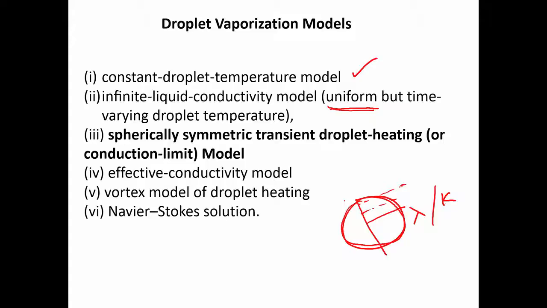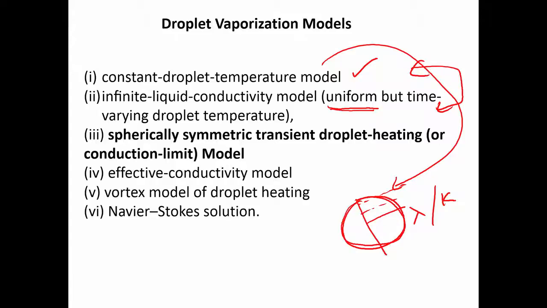There is no variation of temperature within the droplet, and the constant droplet temperature model means the temperature is constant no matter what. These two can be linked with each other, and in fact they are linked with each other, and we will see how in a little bit.